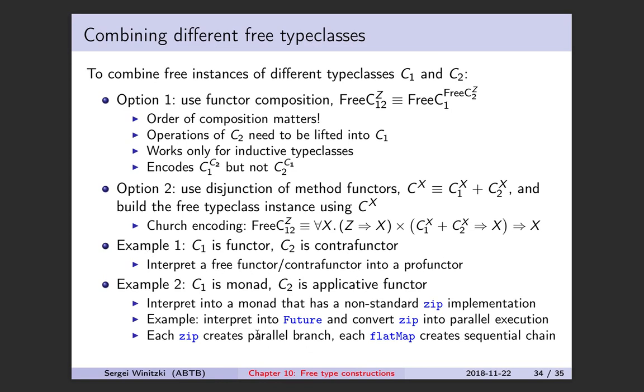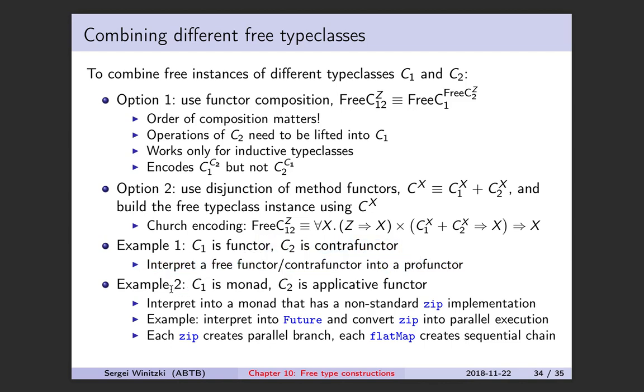Let's consider just two examples. One is for curiosity. What if we combine the functor and the contrafunctor? We would have a type class that is at once a functor and a contrafunctor. And that's possible. We can do it. The question is, what do you do with this class? Because this class is going to be free encoding. So you need to interpret it into some specific type class. So you could probably interpret it into a profunctor. Although I don't know what is the use case for this.